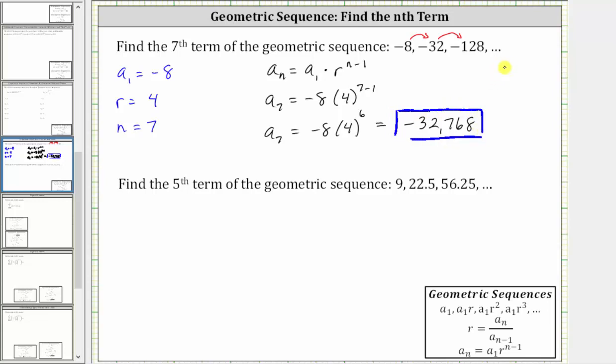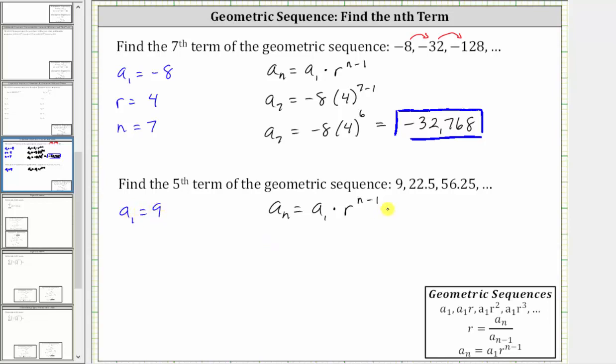For the next example, we're asked to find the fifth term of the geometric sequence 9, 22.5, 56.25, and so on. So again, because we have a geometric sequence, we know that a sub n is equal to a sub 1 times r raised to the power of n minus 1. A sub 1, the first term, is 9.